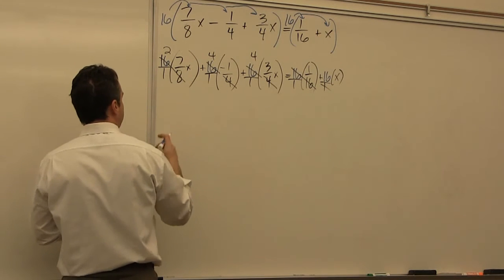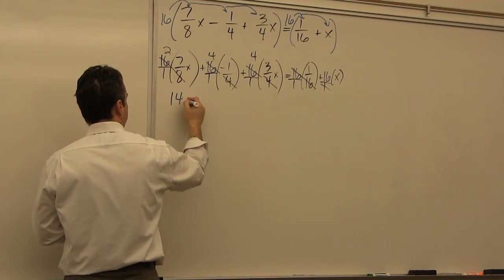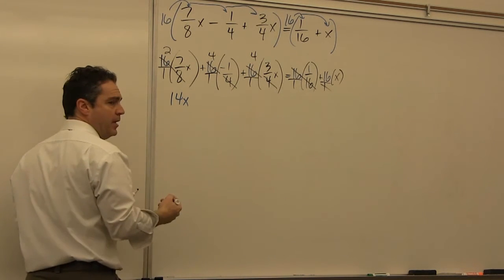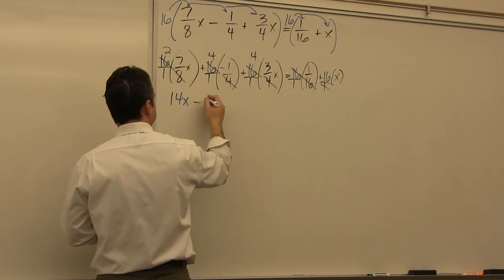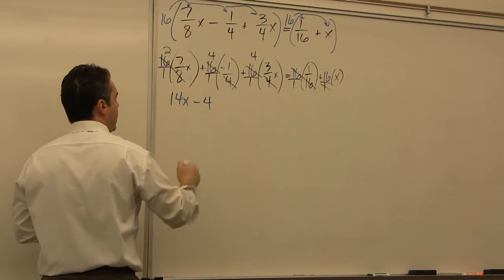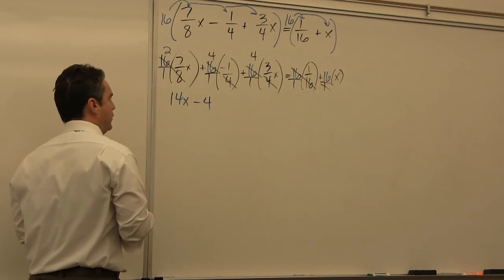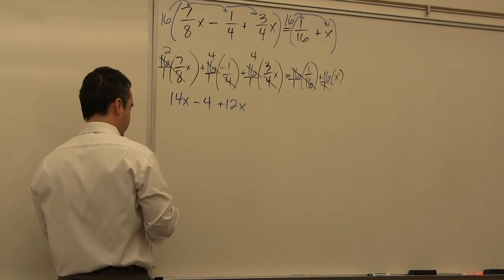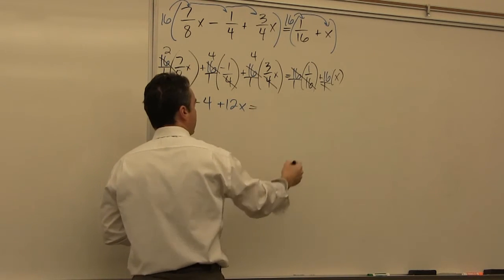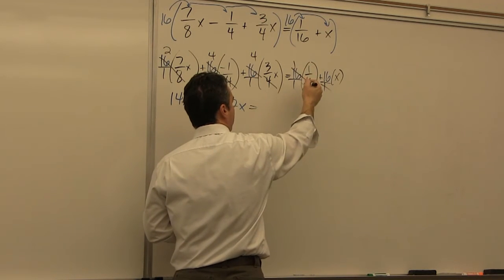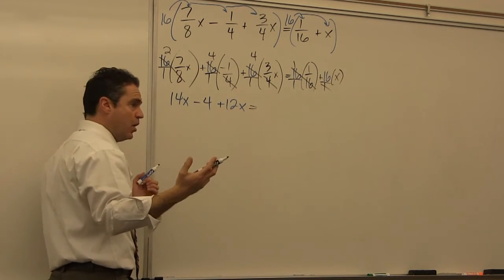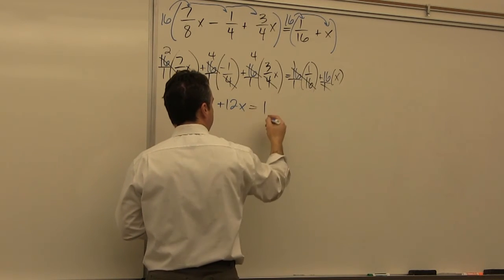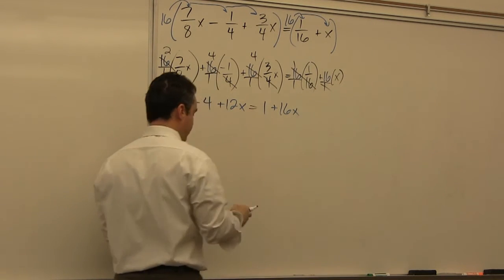2 times 7x makes 14x. Plus 4 times negative 1, what does that make? Negative 4, very good. And then I have plus 4 times 3x. Good, that is 12x. And this equals, okay, what happened to these 16s? Canceled. I have 1, and 1 times 1 is 1, exactly. So I have 1, and then I have 16 times x is plus 16x.